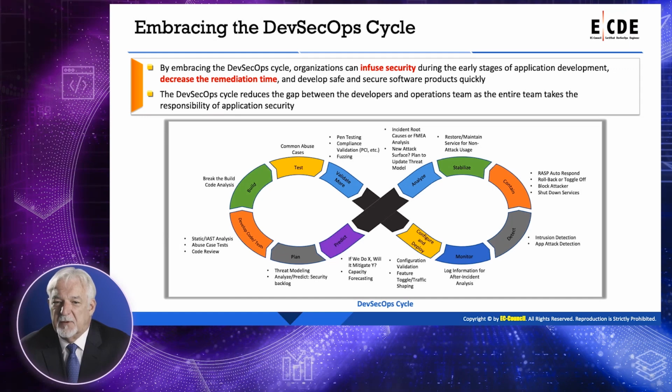And then we analyze. We look at root causes or FMEA analysis. Is there a new attack surface? We have to plan to update our threat model. So this is how we think through all of these different phases of the DevOps cycle and our security input or overlay to it.